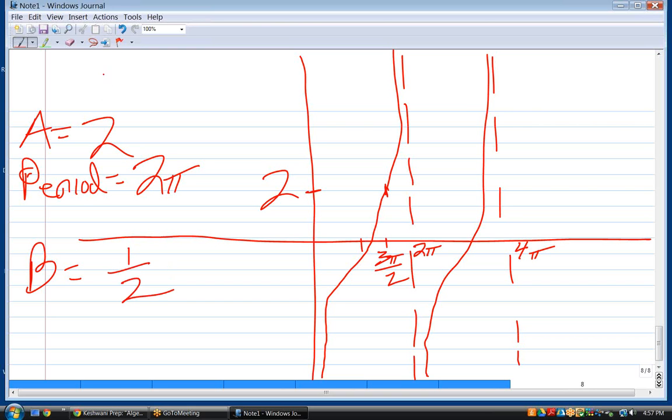Which makes our, are we looking at tangent or negative cotangent? Negative cotangent. So what's the final formula? Negative 2 cotangent of 1/2 x. x over 2. There you go.